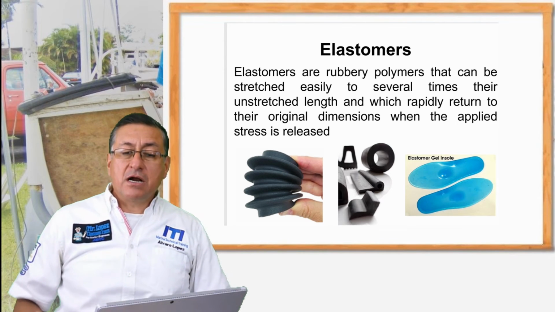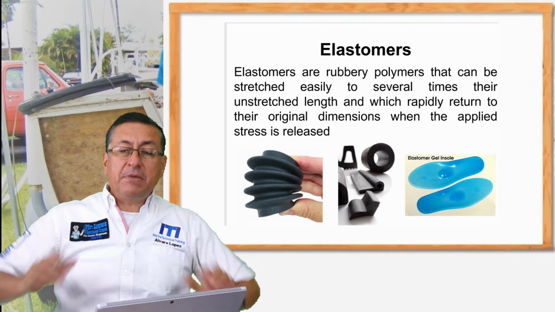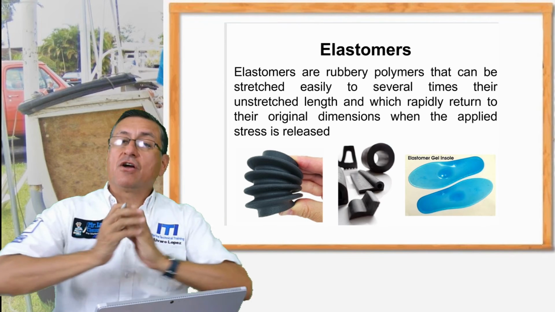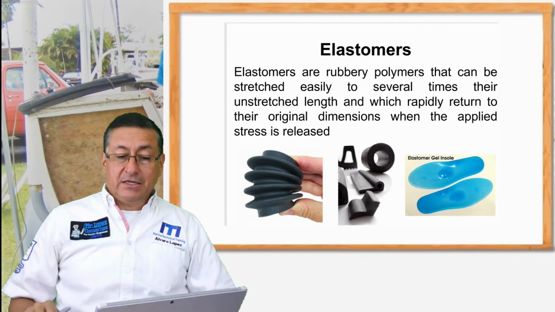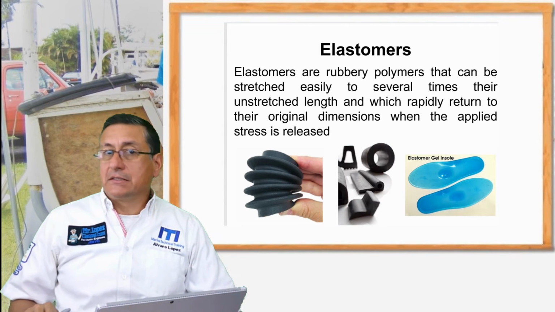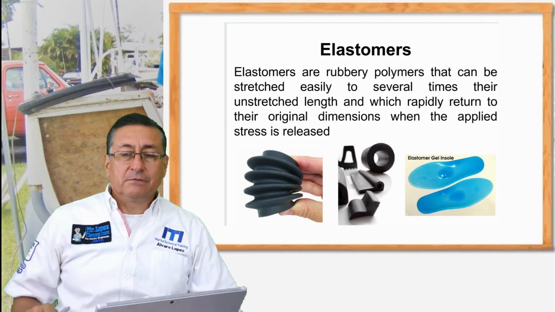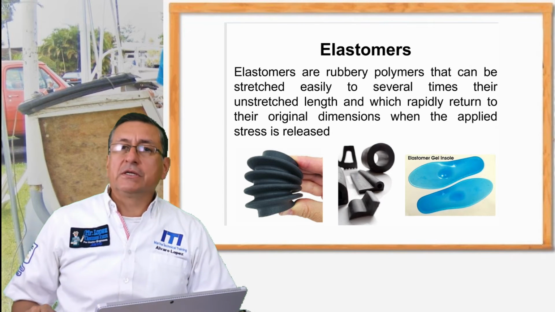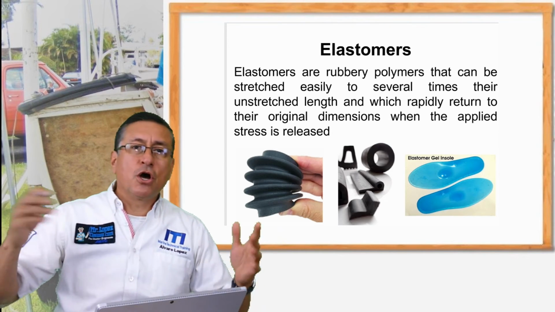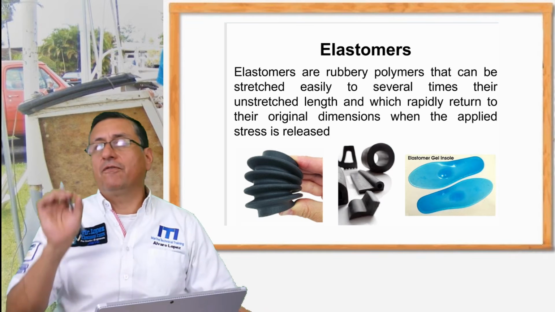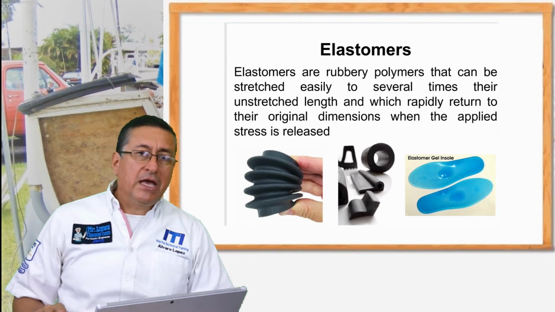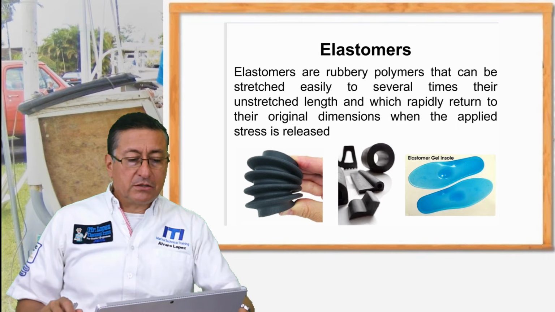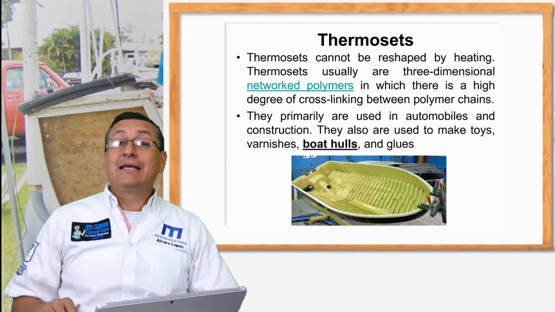Elastomers, elastic elastomers. The elastomers are rubbery polymers that can be stressed and they recover the original form. There are a lot of examples, the gaskets, the foam. We use a lot of elastomers in our industry, especially in gaskets: gaskets for windows, for doors, gaskets in different parts of engines, water makers. We have a lot of elastomers.